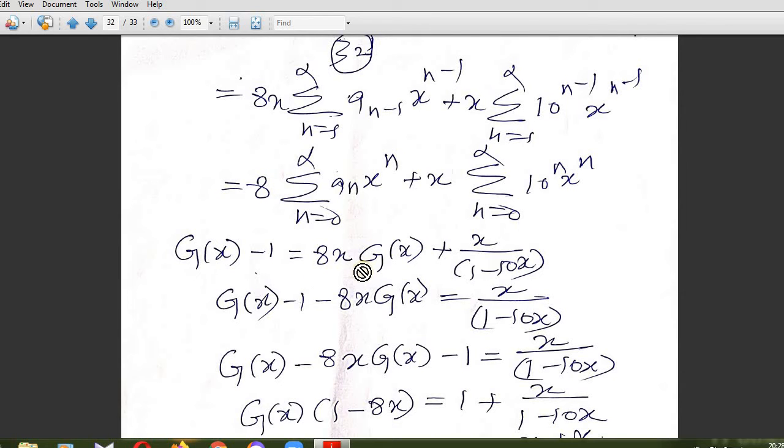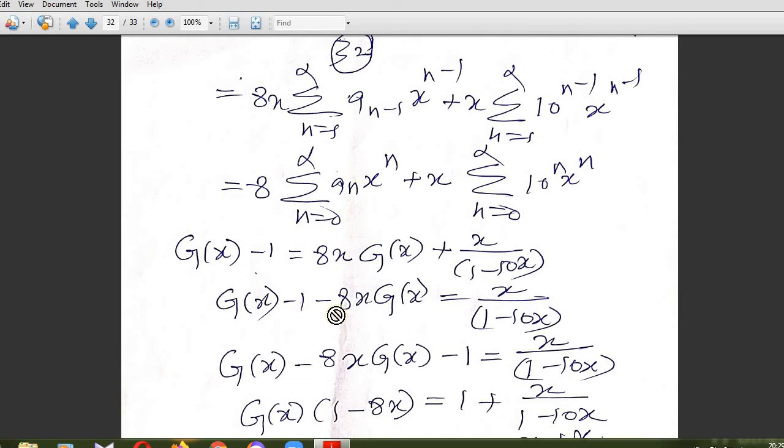So 8x into g of x plus x into, what is this? Already we know that if you expand this, you will get 1 plus 10x power 1 plus 10x power 2 plus 10x power 3. That is equal to 1 divided by 1 minus 10x. This expansion is nothing but 1 divided by 1 minus 10x. That's what we studied previously. Am I correct?